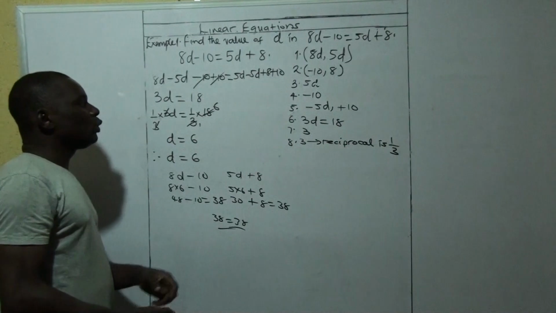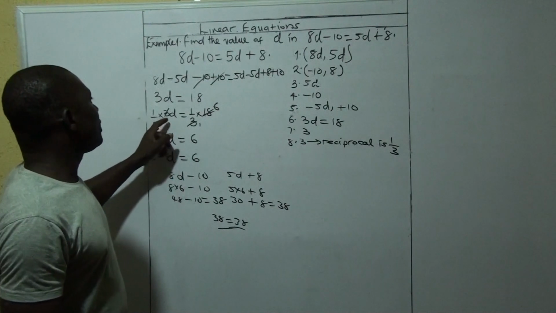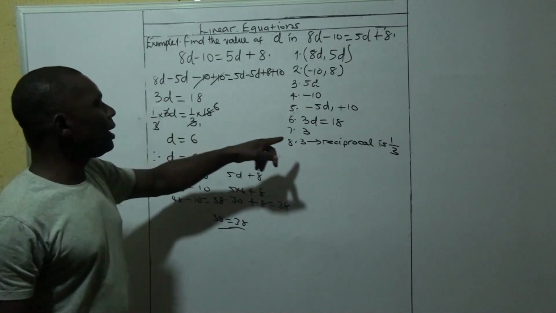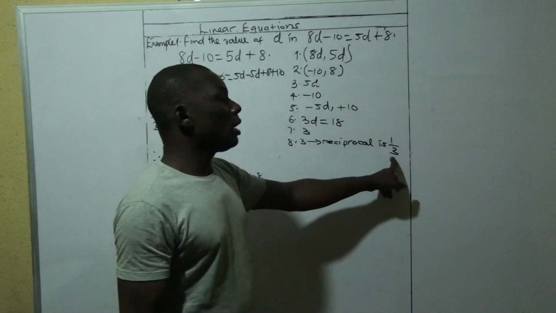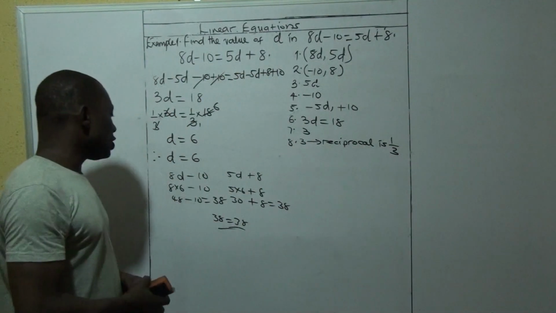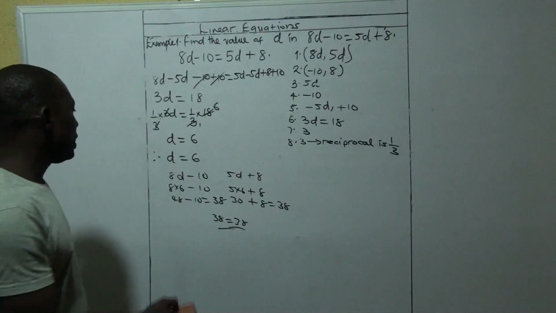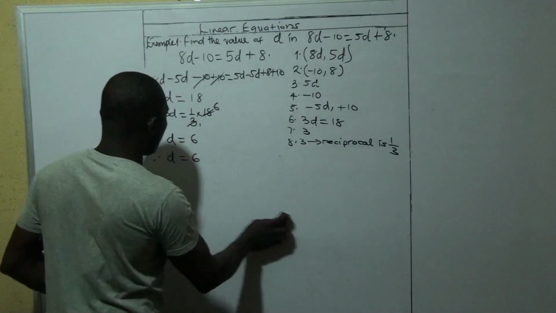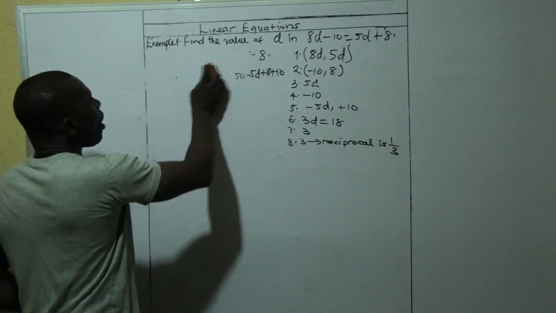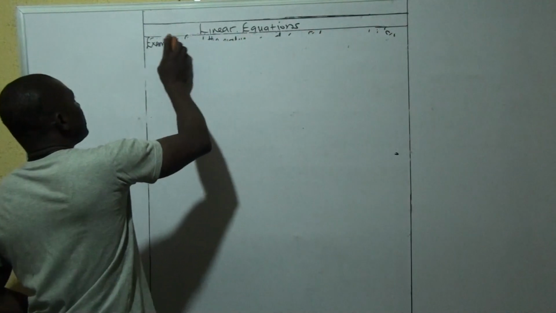And our next step is that we should look for the coefficient of the unknown term from here. The coefficient of d here is 3. So you find the reciprocal of 3 to be what? 1 over 3, and you use it to multiply both sides. That's why we end up getting d is equal to 6. Okay, that's how we solve questions that have to do with linear equations of the form ax plus b is equal to cx plus d.